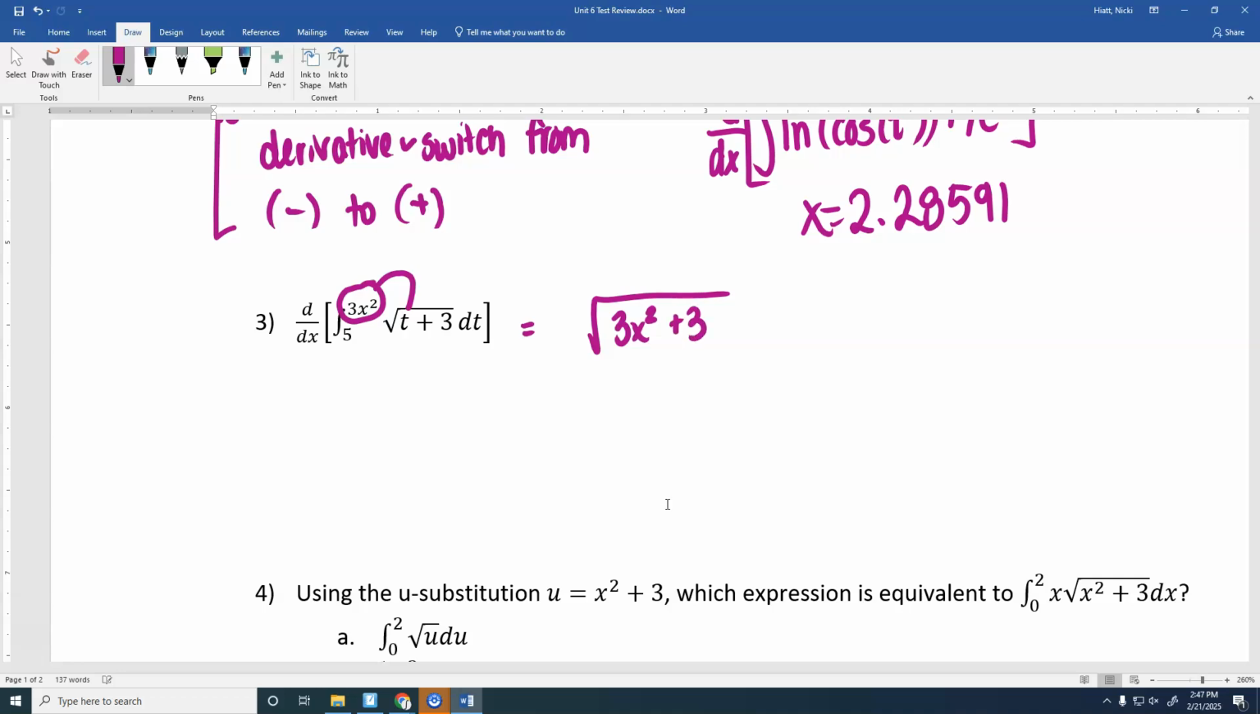Is that it? It's not it. You do not have to do that on these. It's like a chain rule. You have to multiply this by the derivative of whatever you were plugging in. So we're multiplying this by the derivative of the 3x squared, which would be 6x. So they will probably write it this way: 6x square root of 3x squared plus 3.